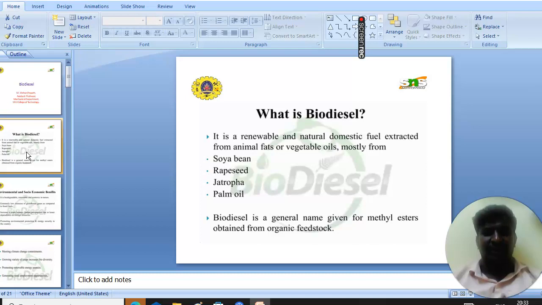What is biodiesel? It is a renewable and natural domestic fuel extracted from animal fat or vegetable oils, mostly from soybean, rapeseed, jatropha, and palm oil. Biodiesel is a general name given for methyl esters obtained from organic feedstock.